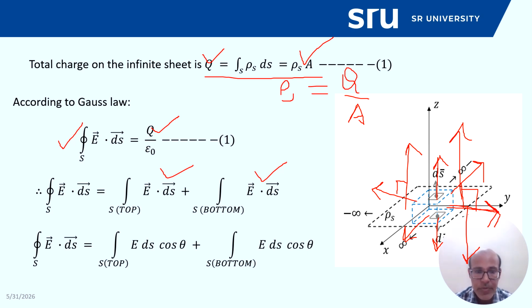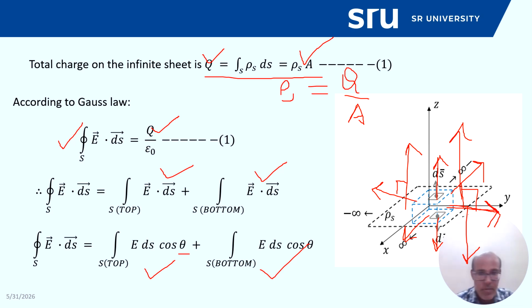You know what happens if it is 90 degrees? cos 90 becomes equal to 0, whereas only for the top and bottom, both are parallel, the angle becomes 0, cos 0 is 1. So what contributions remain is the top and bottom contributions. That's why the other 4 contributions, we made them 0. Only the top and bottom contributions remain.